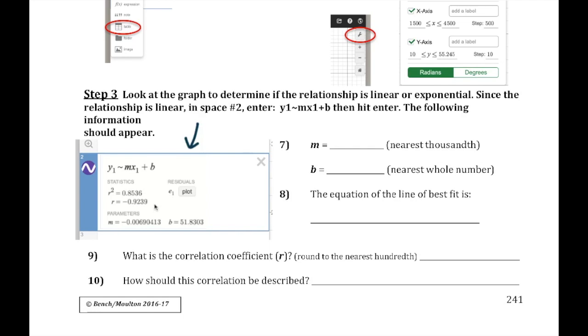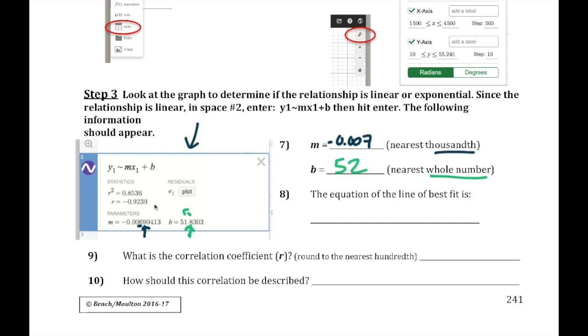And we're going to round the slope to the nearest thousandth. The thousandths place is the 6 in our slope down here. So we look next to that, the ten-thousandths spot, which is a 9, tells us to round it up. And so we're going to round our slope to negative 0.007. Now for the y-intercept, we're going to round to the nearest whole number. We're just looking at that first decimal spot, which is an 8. That's going to tell us to round this up. And so we're going to get 52 for our y-intercept.